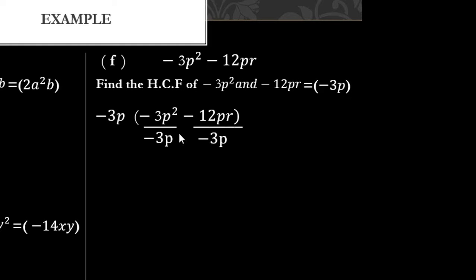What do you have? You are having a p plus 4r. Why am I having a p here? Negative cancels negative here, so I'm left with p. 3 cancels 3. Now this p cancels the square, and I'm left with just 1p. Okay, this negative divided by negative gives us a positive sign. 3 divided by 12, that is 4, and p divided by p, that is r. That is how I get it factorized. When you open it, you come back to this.